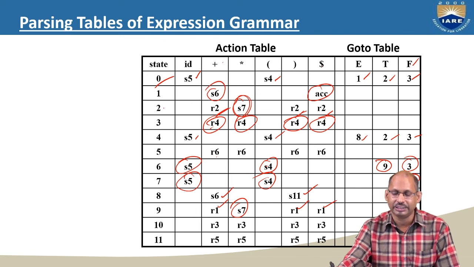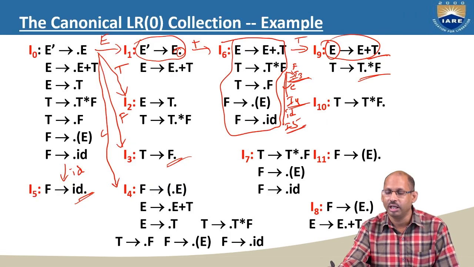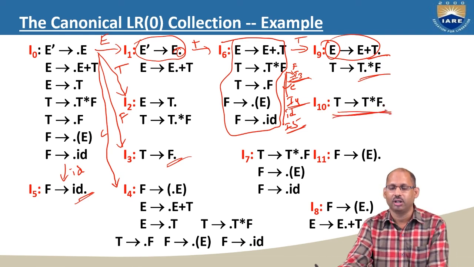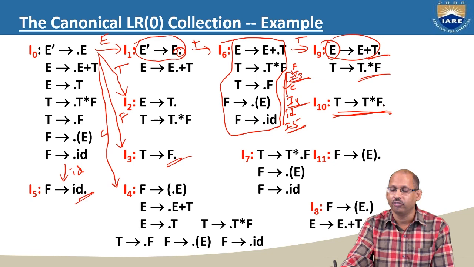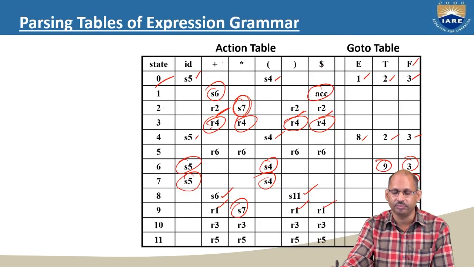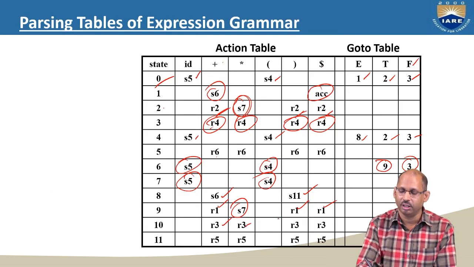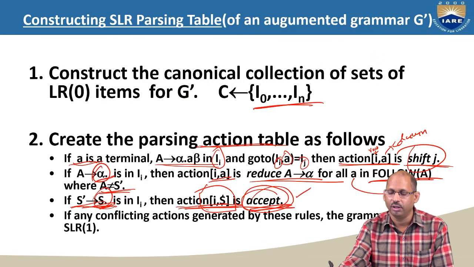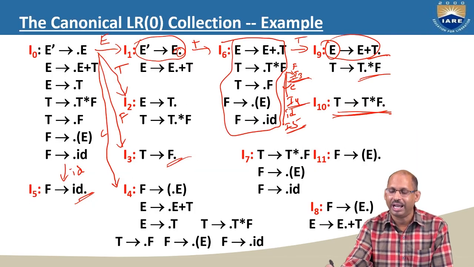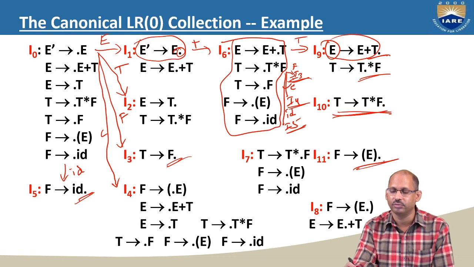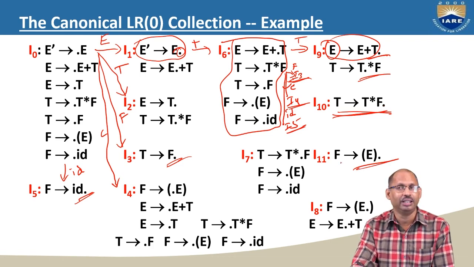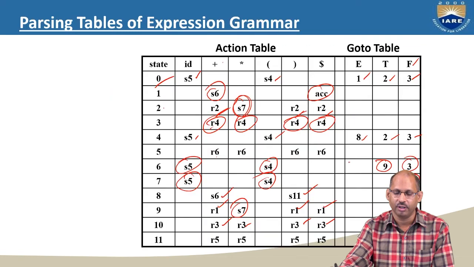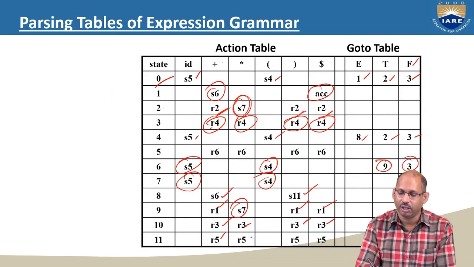Then what is next? I10. I10 has dot at the end. Consider follow of T. Then I11, dot at the end. So consider follow of F. So write R5.